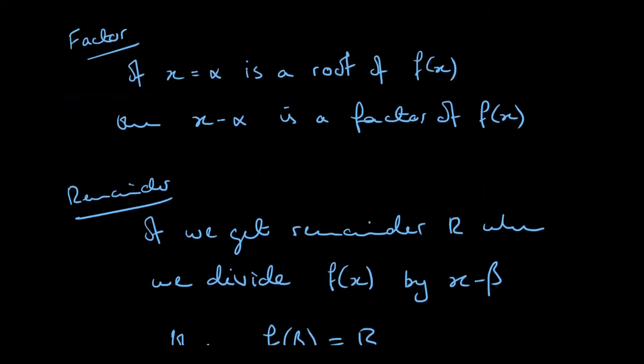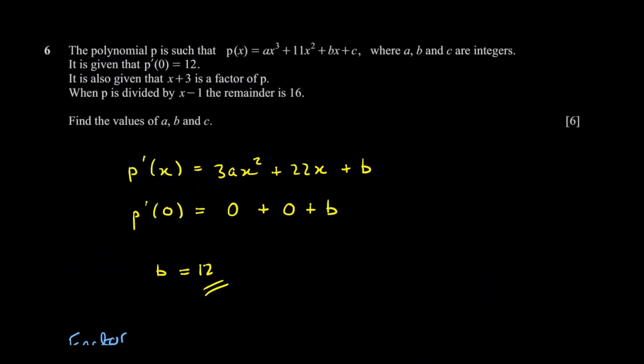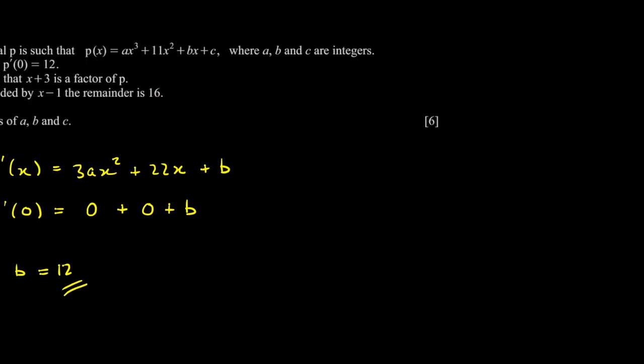So what does that actually mean in this particular question? For this statement, if x plus 3 is a factor of p, then negative 3 is a root of p, which means if we substitute negative 3 into the polynomial, we will get 0. The last statement, if p is divided by x minus 1, the remainder is 16. It means that if I substitute in 1 into the polynomial, I will get 16. That's the remainder theorem. So I'm going to do that for both these statements.